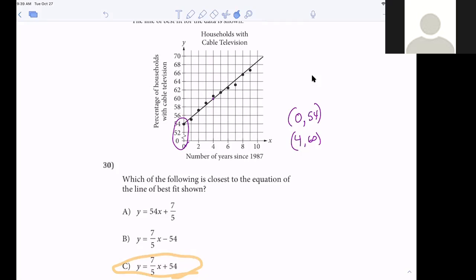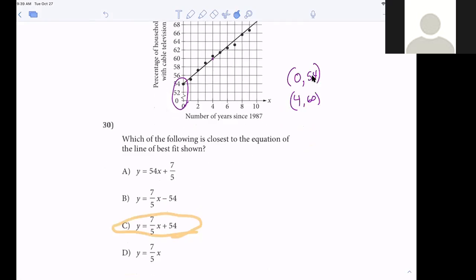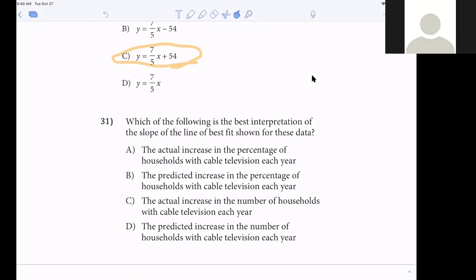1.4. So not exactly, right? But it's only an estimate. So I'm thinking that's pretty good. Right? Everybody okay with that? Anybody having issues? All right, 31.